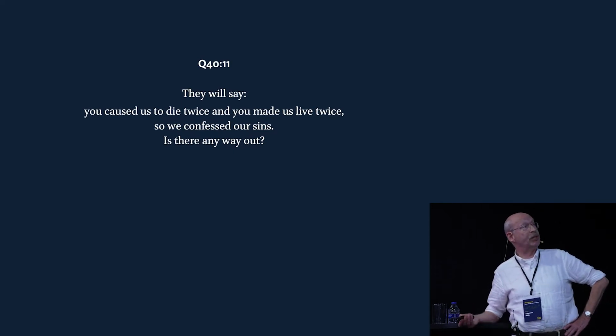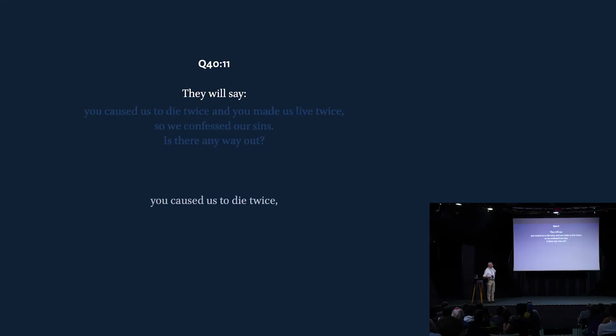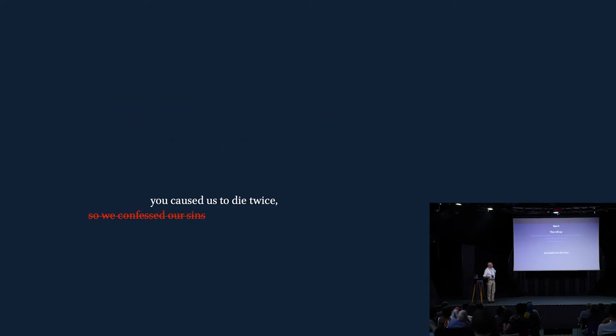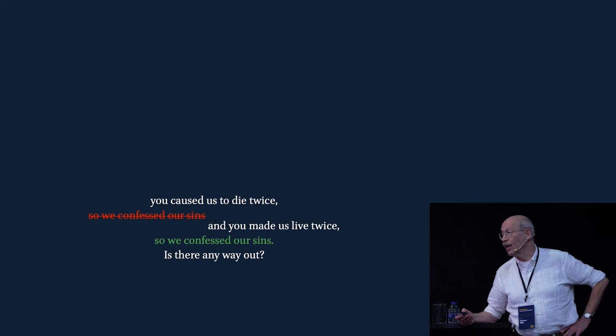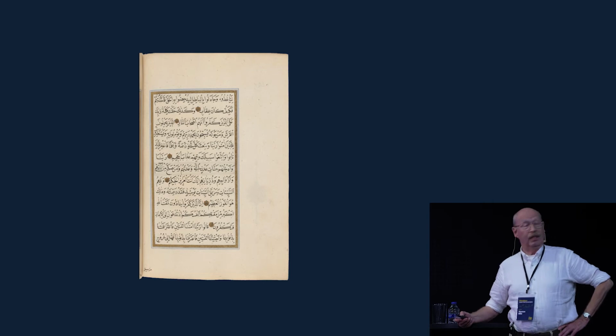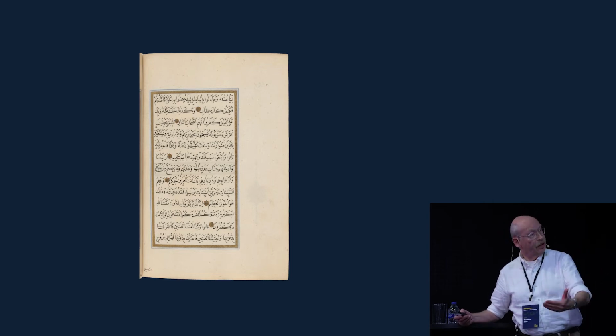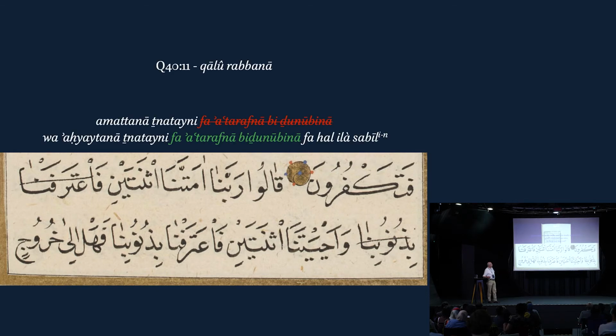So in English it says, they will say, you caused us to die twice and made us live twice, so we confessed our sins. Is there any way out? But what I find in one of them is, you caused us to die twice, so we confessed our sins. The scribe was distracted. Then he realizes his mistake, strikes it out, and continues, and you made us live twice, and then, so we confessed our sins. Is there a way out? Now he's back on track. Now, what does this look like in a manuscript? It looks like this.